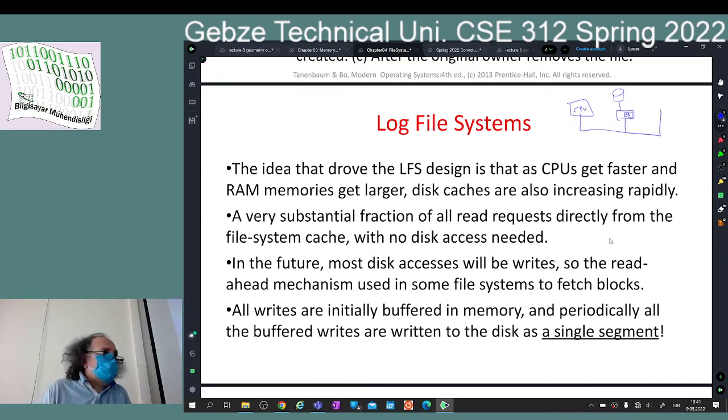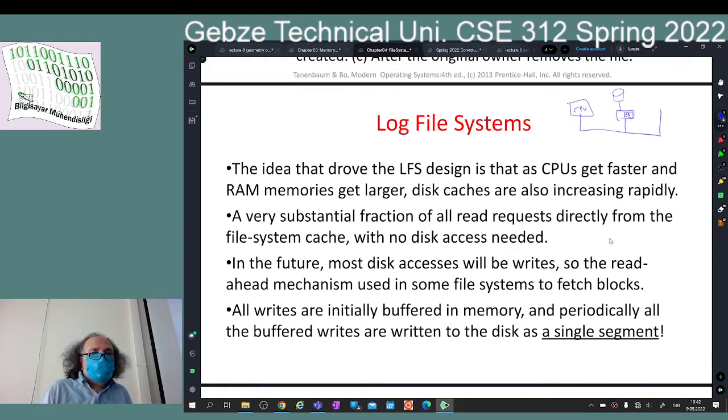The problem becomes the writes. When you write to this cache, and if you don't write it to the disk, that's a problem. Why? Because if there is a system crash, then you lose that data. So most of the time you try to write your stuff back to the disk more frequently, because you read it once, but you have to write it many times. So some people said that if most of the time I am writing to the disk, but rarely reading from the disk, maybe I should do this. Most future accesses will be writes.